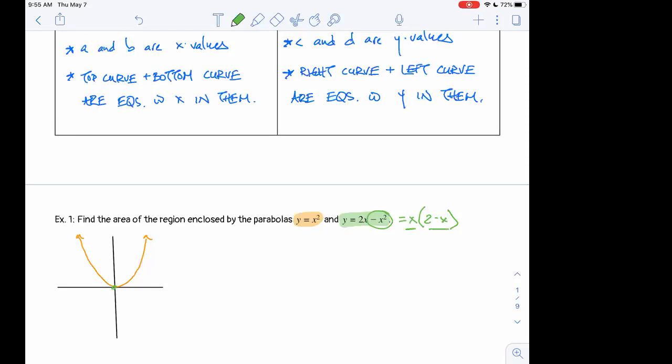So I know that my parabola is upside down. I know it goes through that point, and I know it goes through a point here at 2. And then I can sketch in the rest of it, so I have something that kind of looks like this.